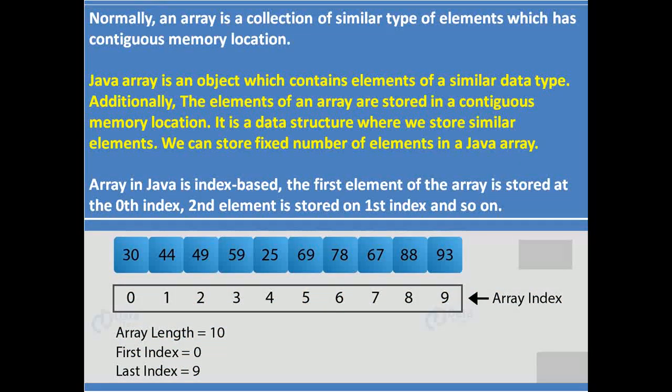So here you can look. Suppose this is your array which has elements 30, 44, 49, 59, 25, 69, 78, 67, 88 and 93. The index for these elements is 0, 1, 2, 3, 4, 5, 6, 7, 8 and 9. So now the array length is 10. If you talk about the length of the array being 10, it means it holds 10 elements. So the array length is 10 but the index is from 0 to 9. First index is 0 and last index is 9.